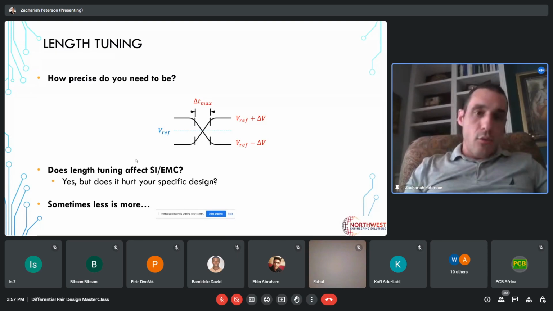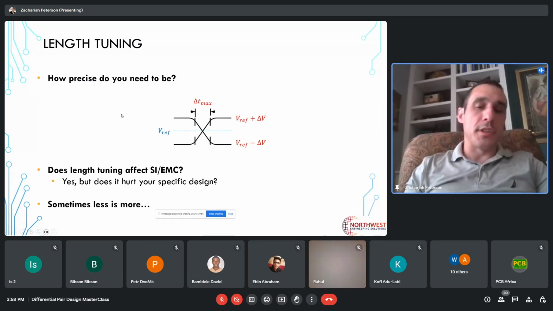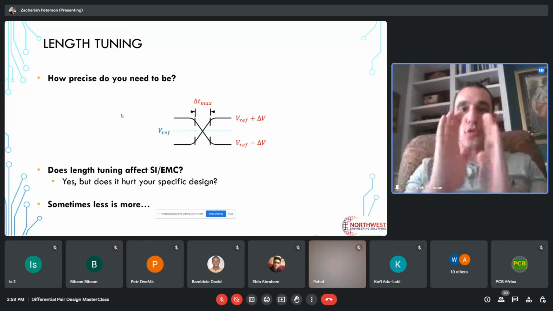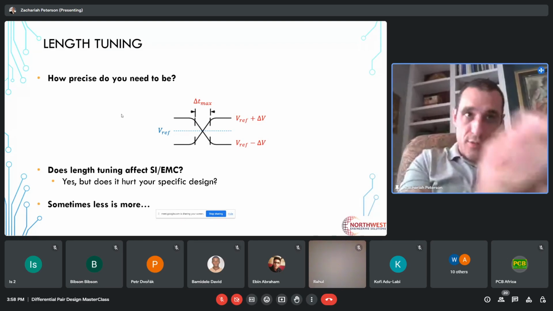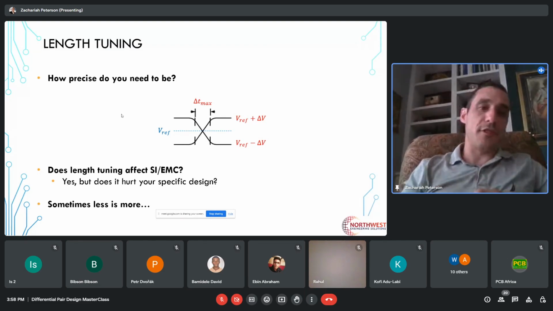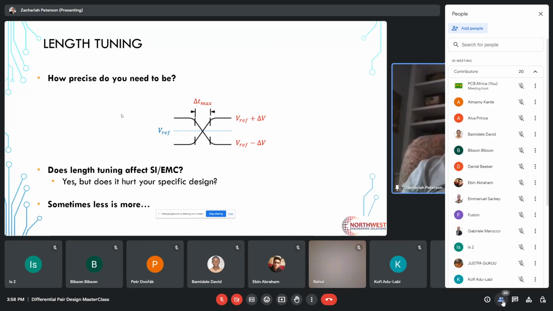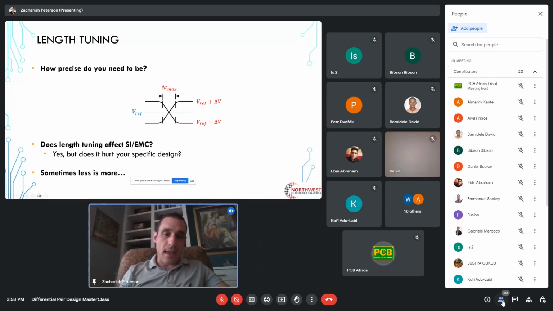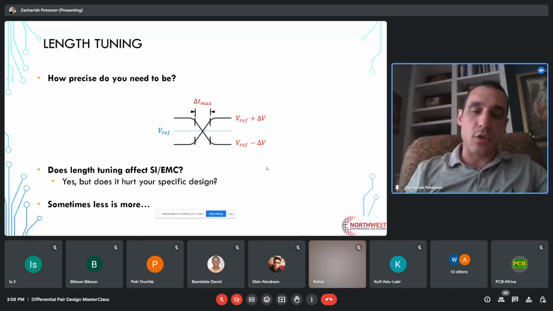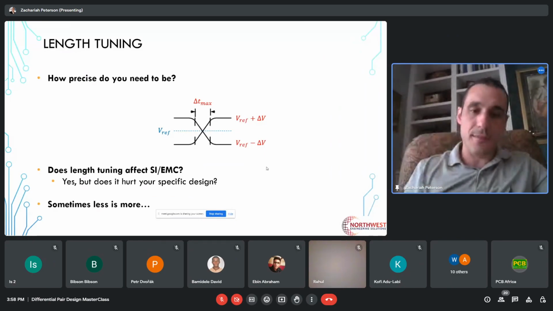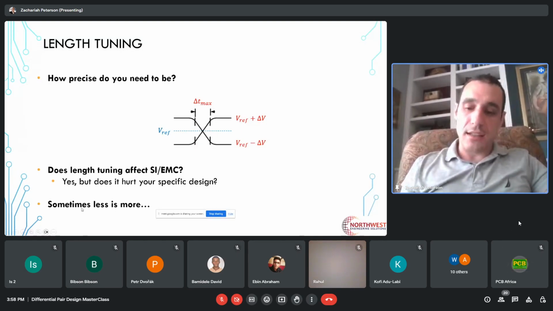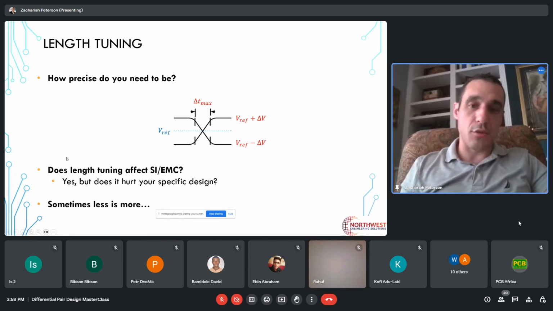Now, what happens if we do this with a lot of length tuning sections? Remember, if we take a differential pair and we just route it straight from the driver to the receiver, we don't have any bends, we don't have any curves, and we're not trying to compensate for any bends or curves, and we just have the two traces being the same length, well, how does that affect SI and EMC versus the case where we have a lot of mismatch and we need to apply a lot of length tuning structures to overcome a lot of turns and bends? So what we'll see here in this example is that sometimes it's better to have fewer length tuning structures than it is to have more length tuning structures.